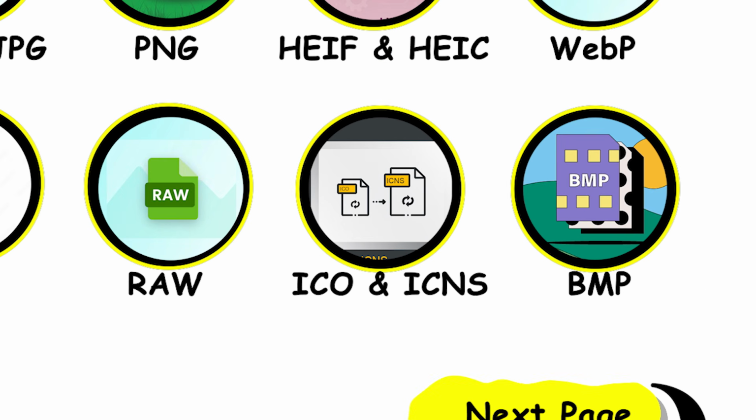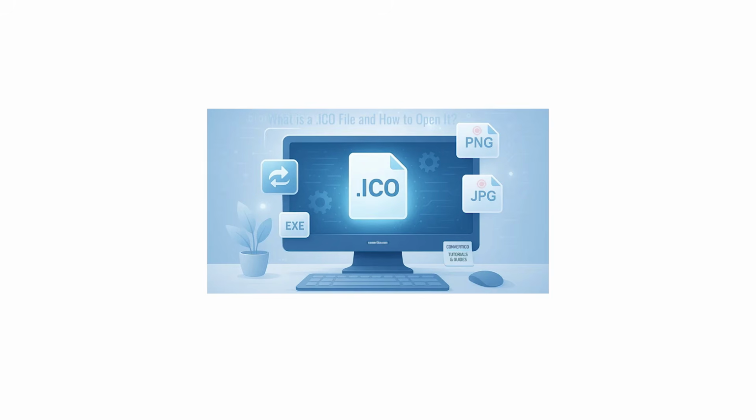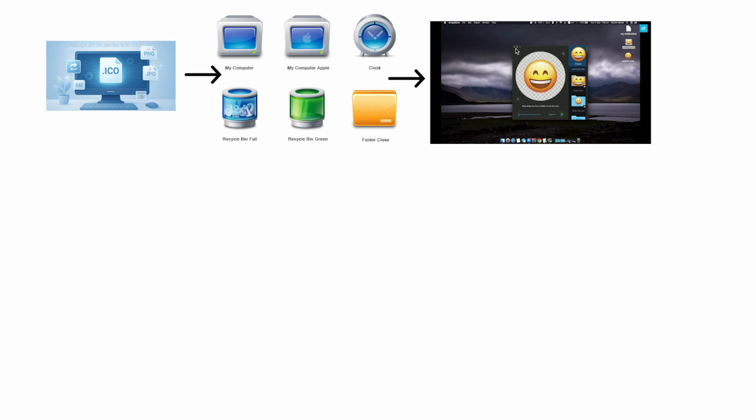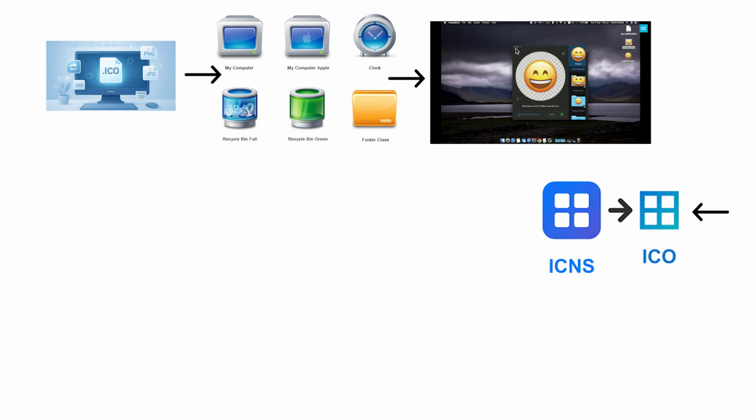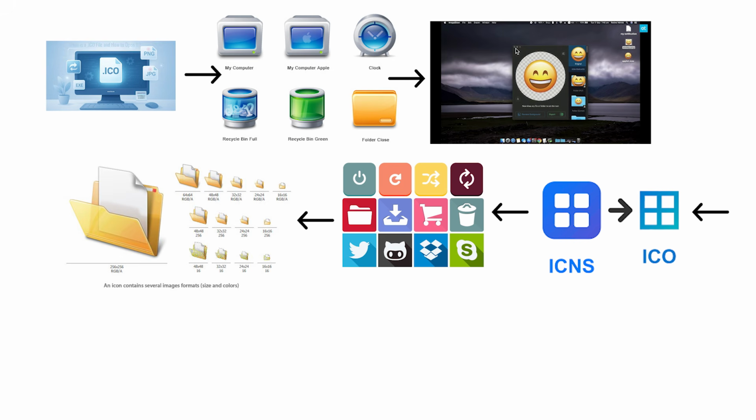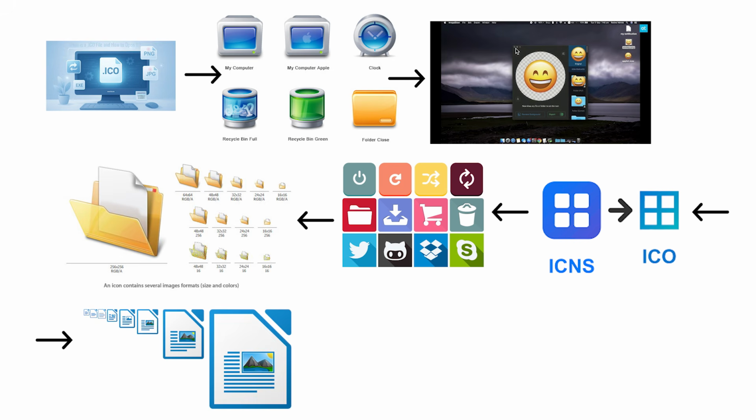ICO and ICNS. ICO and ICNS are specialized formats designed specifically for operating system icons. ICO is the Windows icon format, while ICNS serves the same purpose on macOS. These formats don't care about photographic quality or professional printing. They exist solely to provide the tiny graphics that represent applications, files, and folders in your operating system interface. Both formats can store multiple resolutions of the same icon within a single file.